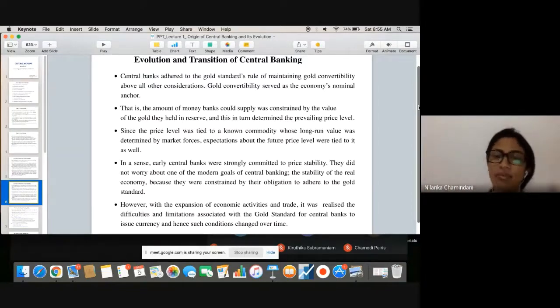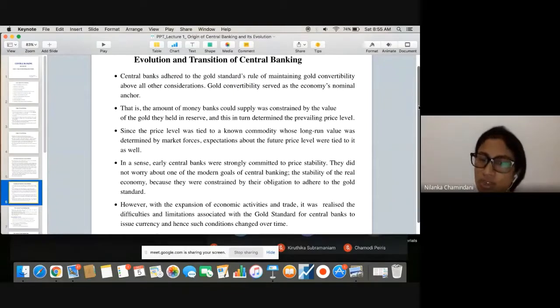But today, not only the Central Bank of Sri Lanka, the other central banks or monetary authorities are also concerned not only about price stability, but also economic stability, right? We are going to discuss that in the next lesson, the second lesson. I think we will get a chance to discuss these concepts in detail. So in the early days, they just concentrated on price stability, not on the stability of the real economy.